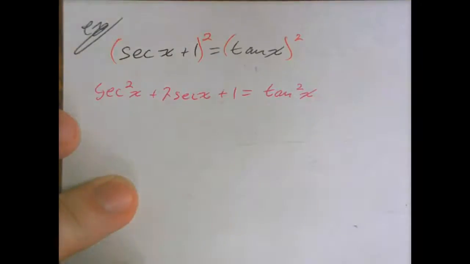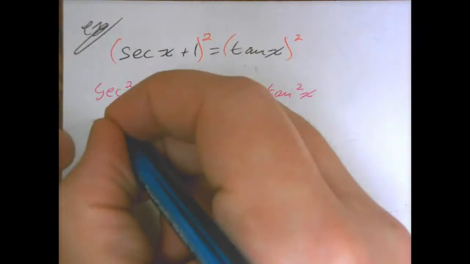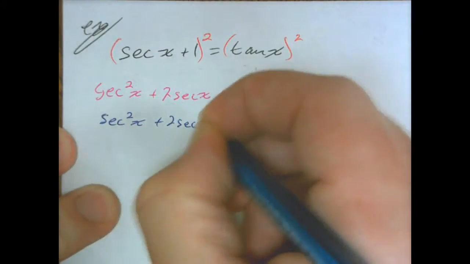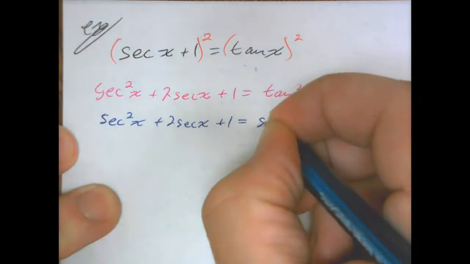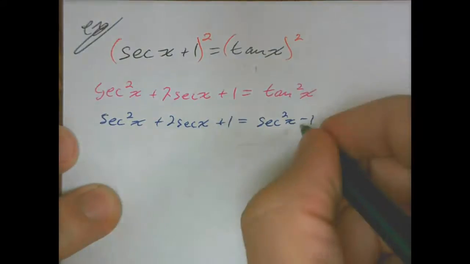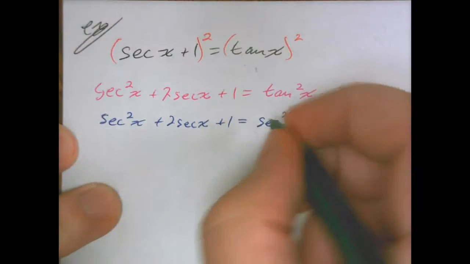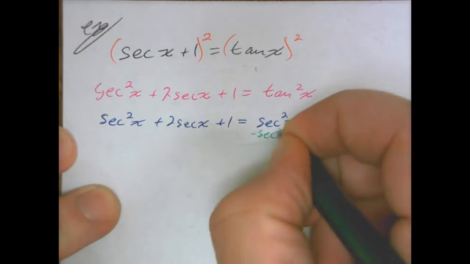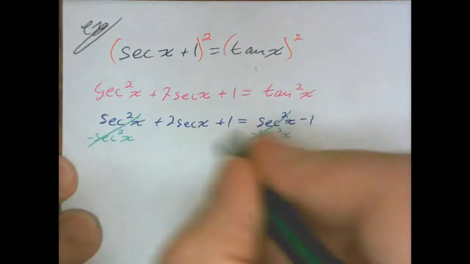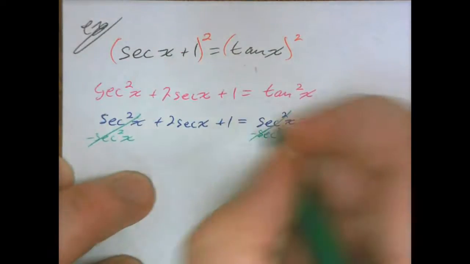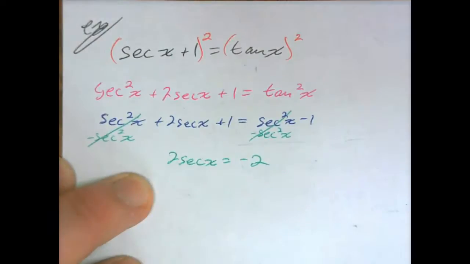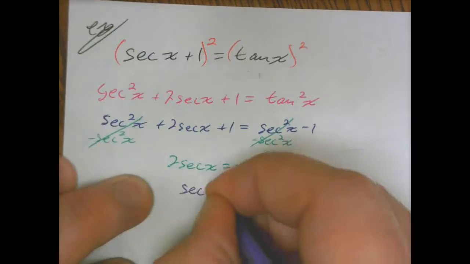Yes, I looked at the ceiling. You can't tell, but I looked at the ceiling. So secant squared x plus 2 secant x plus 1 equals secant squared x minus 1. Okay, and then if I subtract the secant squared x to the other side, that makes 0, and then I'll move the 1 over, so I have 2 secant x equals negative 2. And I can divide by 2 and say that secant of x is equal to negative 1.